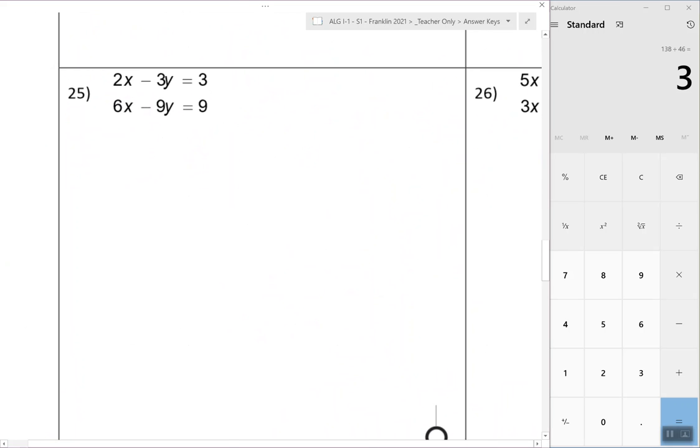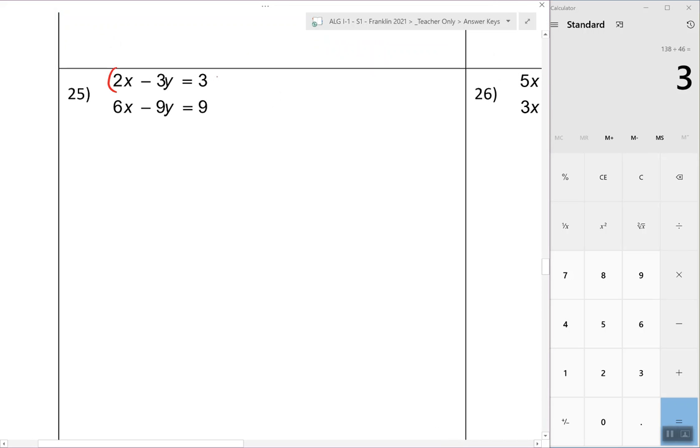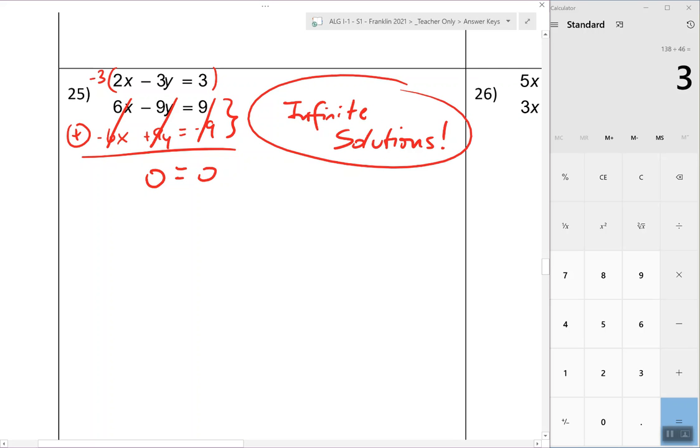Let's take a look at 25. Looks like we can use elimination pretty easily here. Let's multiply by -3. So that's -6x plus 9y equals -9. Okay, so if you add these together, everything's going to cancel out. We have 0 equals 0. Here's your infinite solutions example, which I just mentioned. So if everything cancels out, these equations are actually the same, which means if you graph them, they will line up completely.